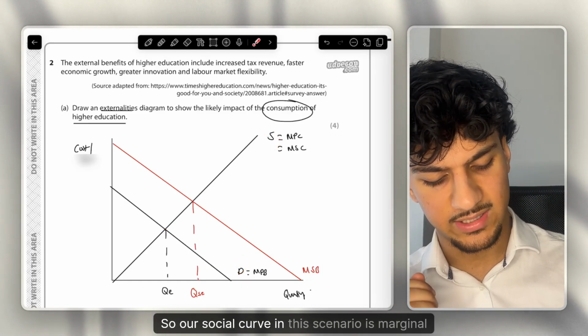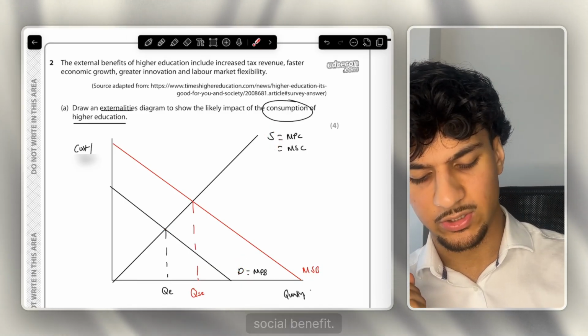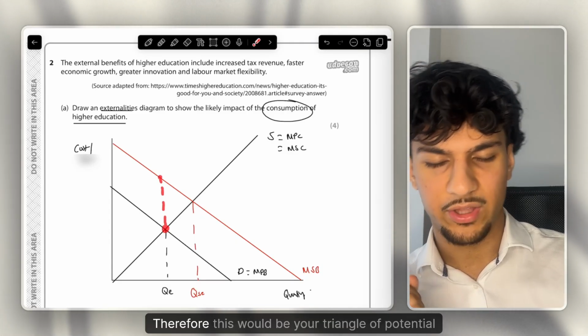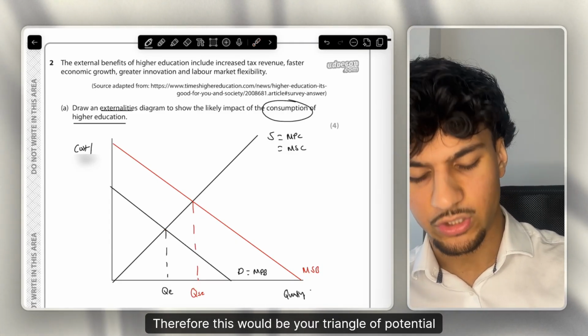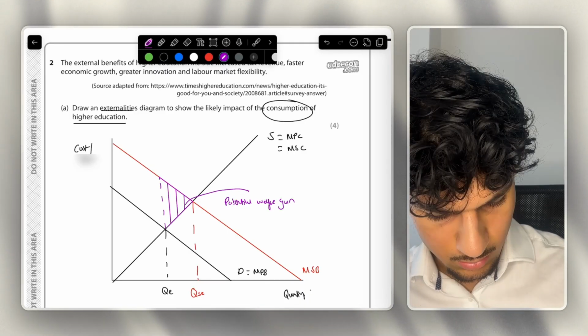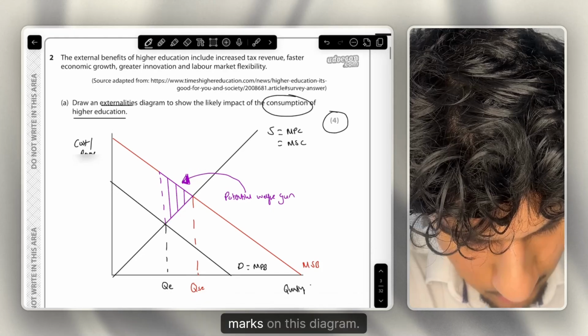So our social curve in this scenario is marginal social benefit. So I'd go from the market equilibrium up or down, and in this scenario it is up. Therefore, this would be your triangle of potential welfare gain in positive externalities, and let's label that up there. And that's all you need to get 4 out of 4 marks on this diagram.